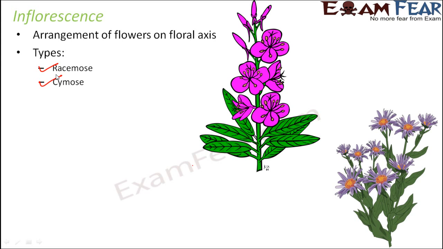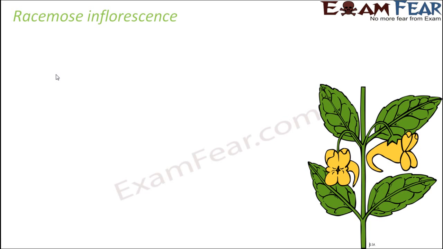Let us discuss each of these types of inflorescence. First we will talk about Racemose inflorescence. So what happens in Racemose inflorescence? Here flowers are arranged acropetally. What do we mean by acropetal? It means the lower flowers are older than the upper flowers. That means the flowers which already exist are at the bottom. The new flowers which are formed later are formed at the top.